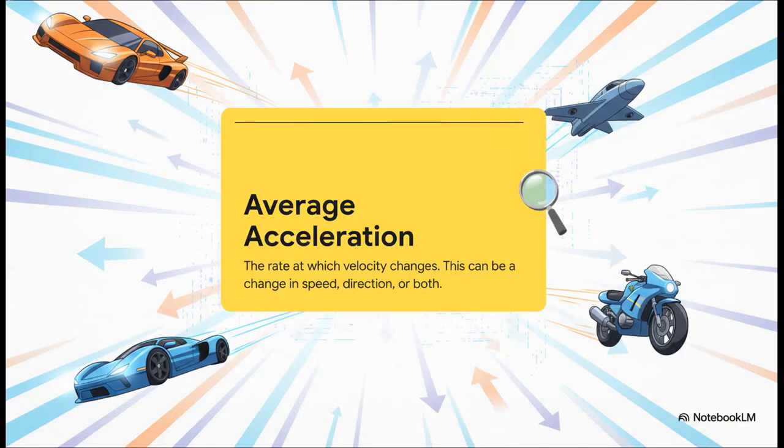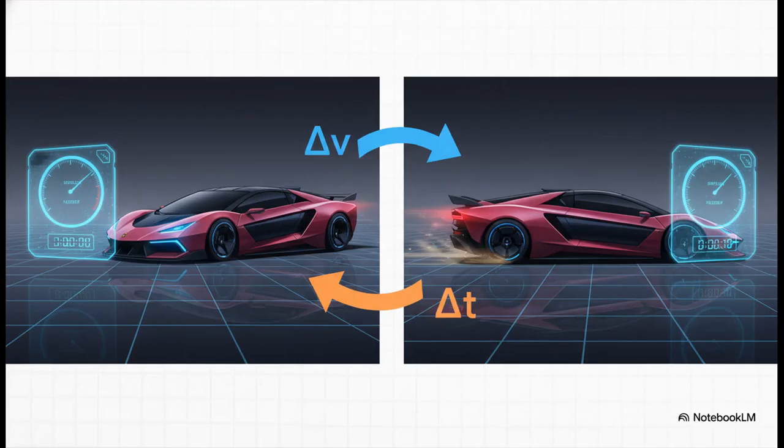Okay, so here's the official definition. Average acceleration is just the rate at which your velocity changes over time. And here is the absolute key thing to remember. Velocity isn't just about how fast you're going, that's speed. Velocity includes your direction, too. So if you change your speed, or you change your direction, or both, guess what? You're accelerating.